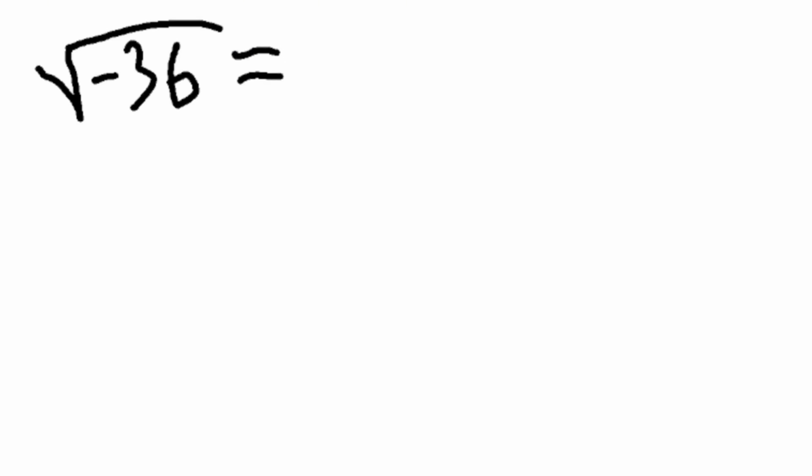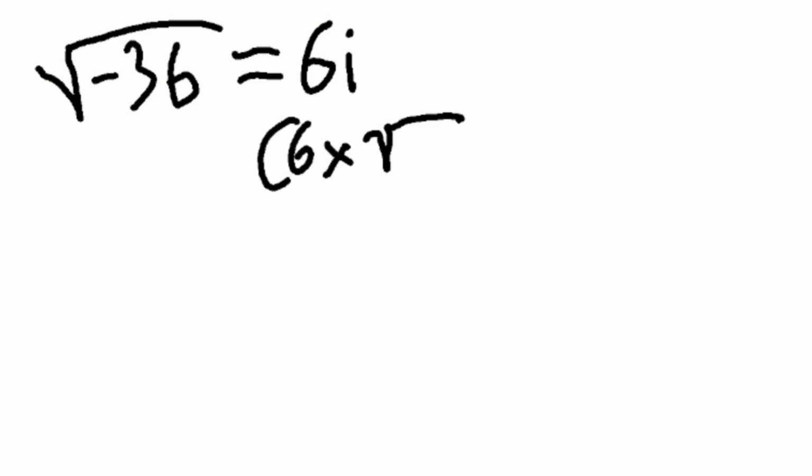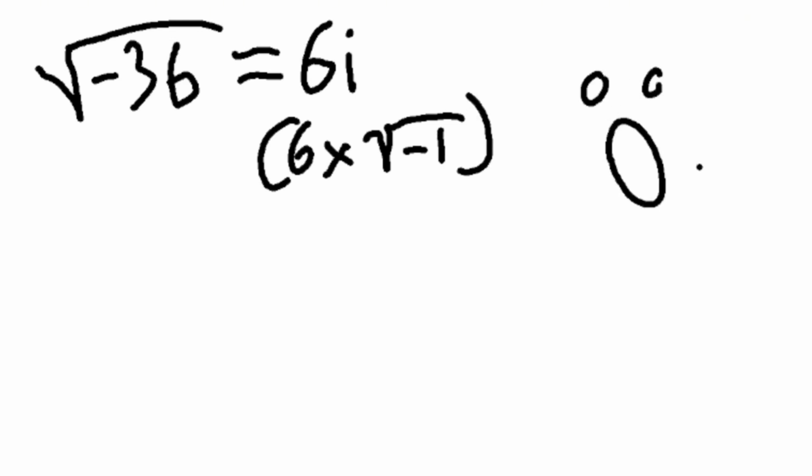So, what's another perfect square besides 4 and 16? 36. But it's a -36, it's an evil 36. The square root of -36 would be 6i. 6 times the square root of -1. Whoa, that's awesome!